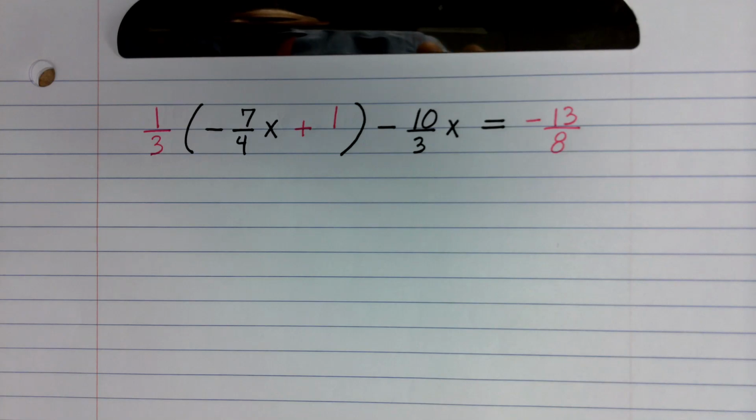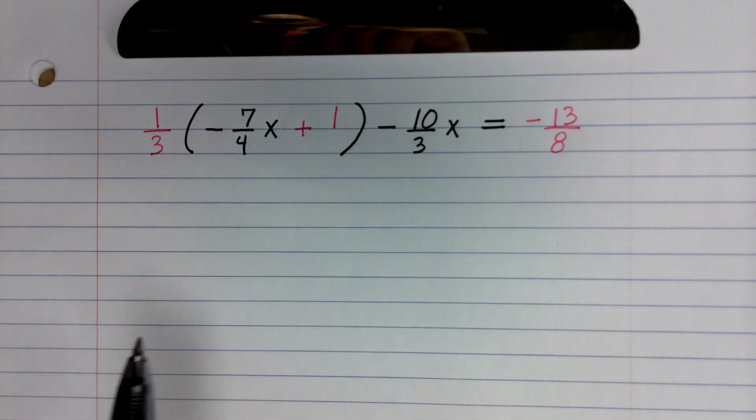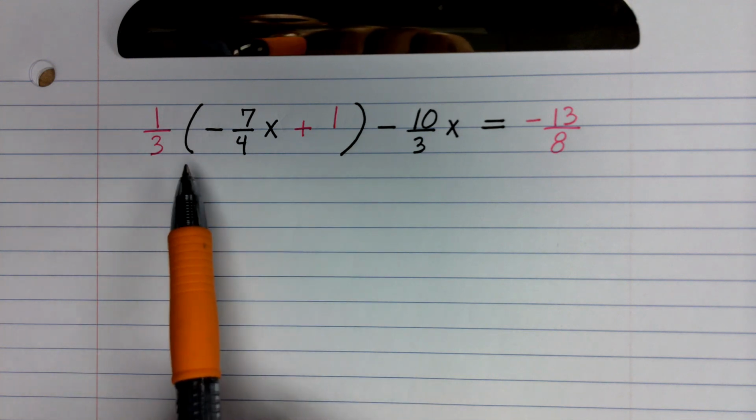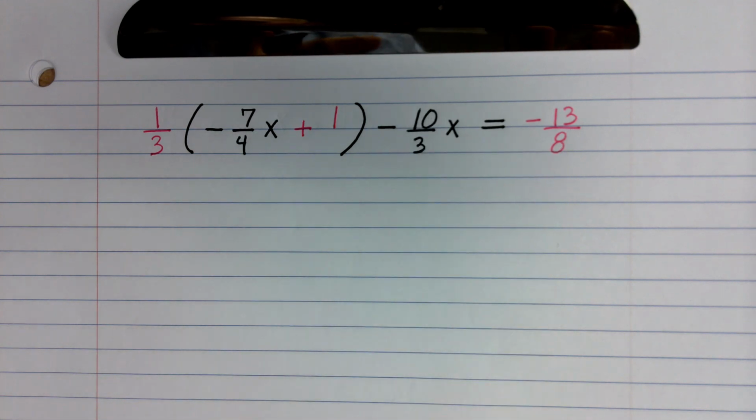In this video, we're going to look at how to solve an equation that has rational values. And when I say rational, I just mean that it's written as a fraction, right? So 1 over 3, 7 over 4, 10 over 3, 13 over 8. Those are all rational numbers. So I want to show you how we can go ahead and solve one of these.